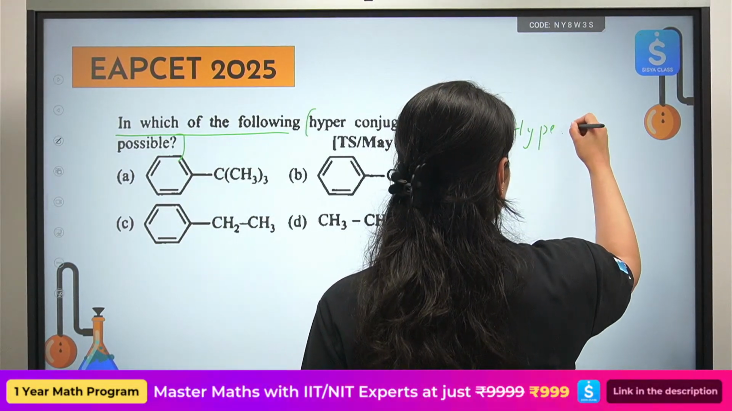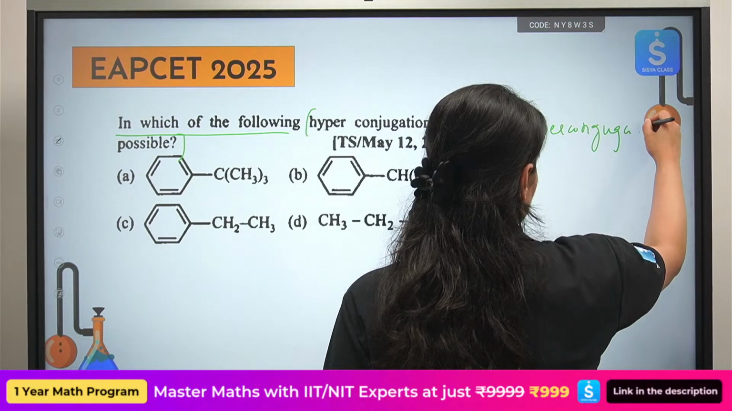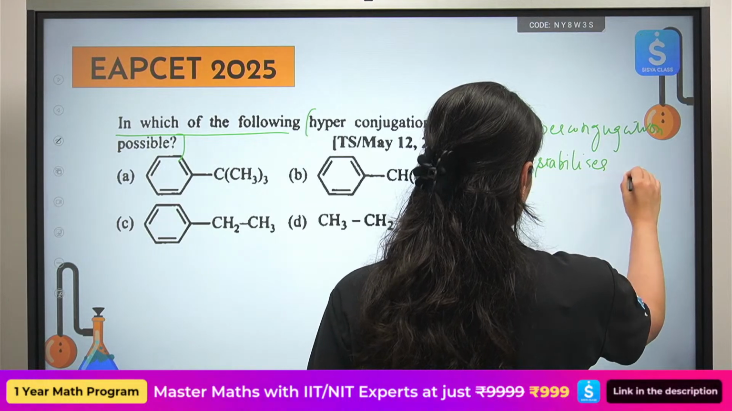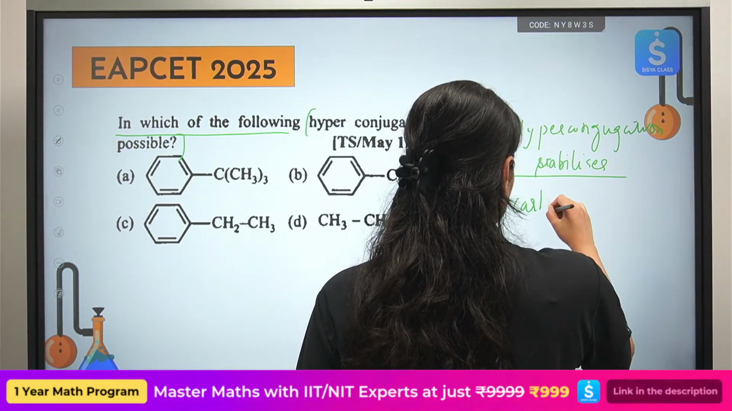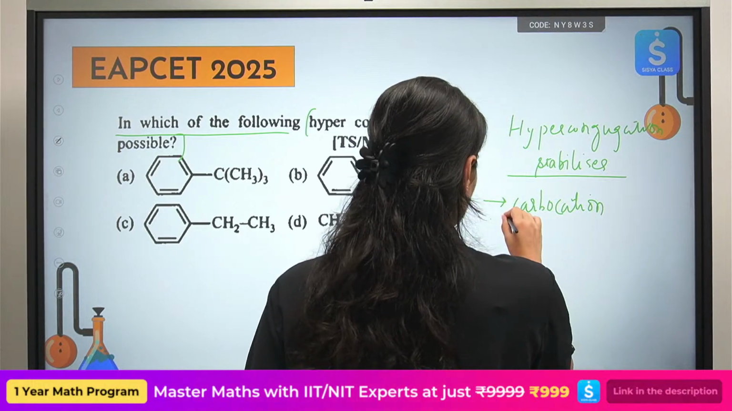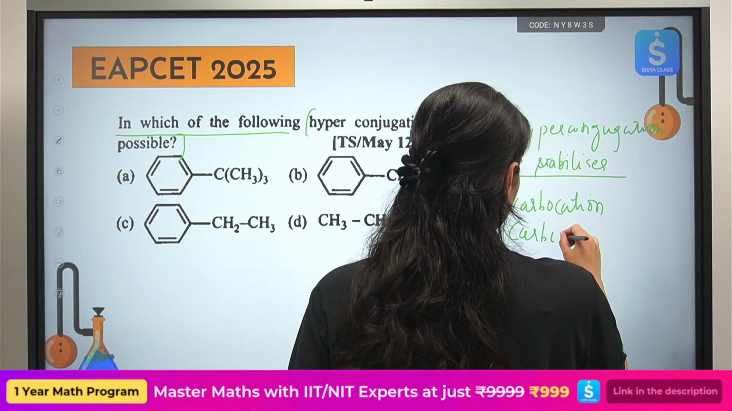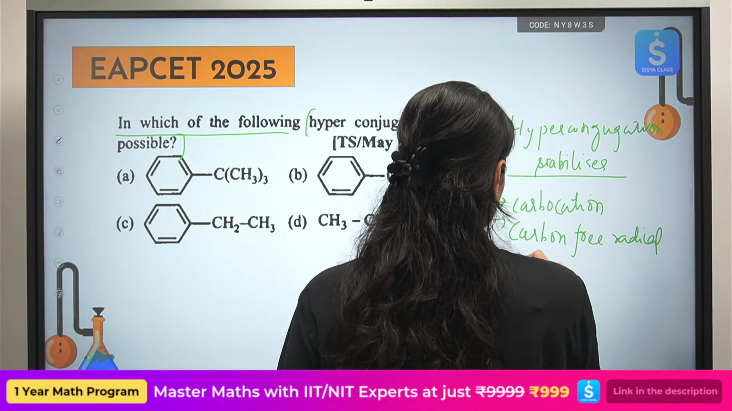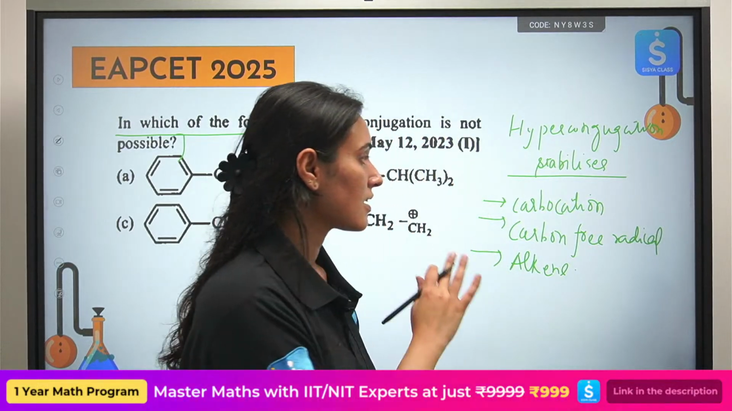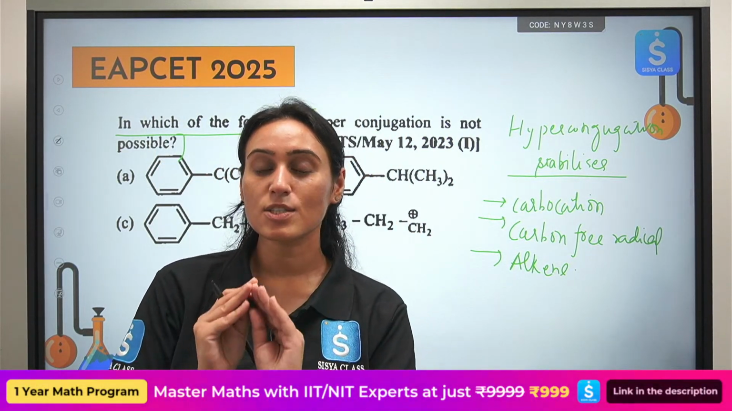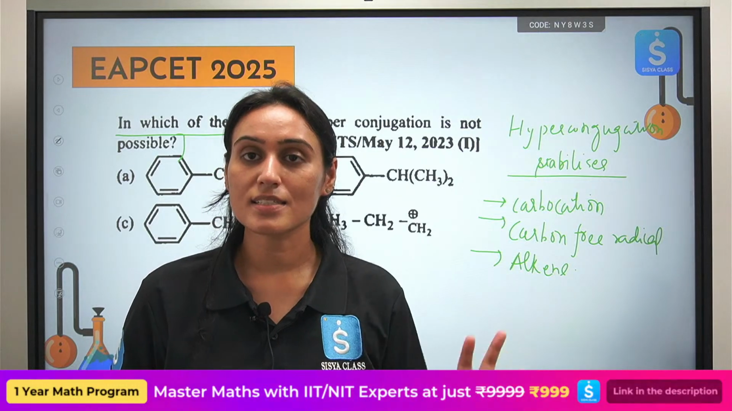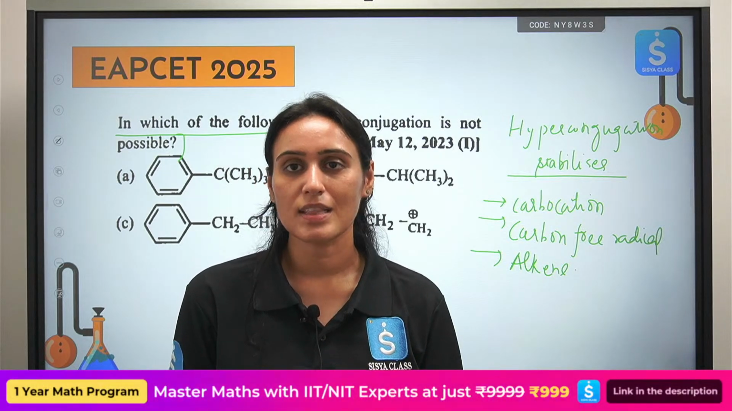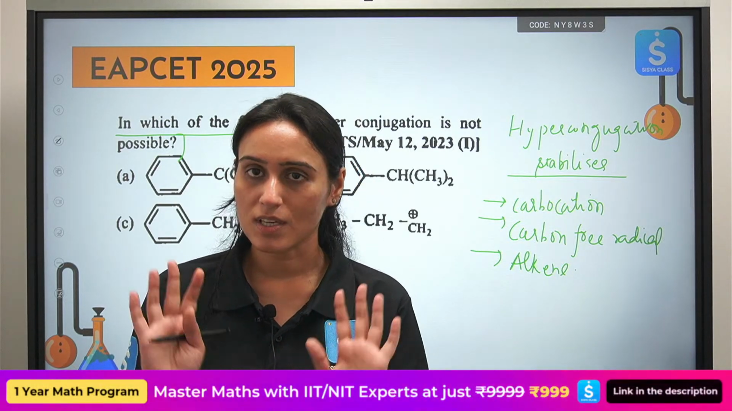Hyperconjugation stabilizes carbocation, carbon free radical and your alkene system, not your carbanion. There is one such question that was asked, that in which case hyperconjugation is possible. In these three cases, yes, but not in case of carbanion, because you don't have any empty p orbital in case of carbanion. Okay, first of all, you have to keep that in mind.